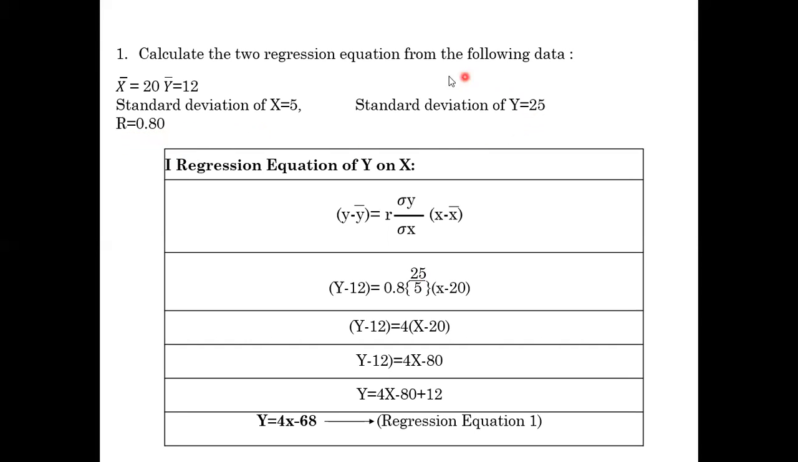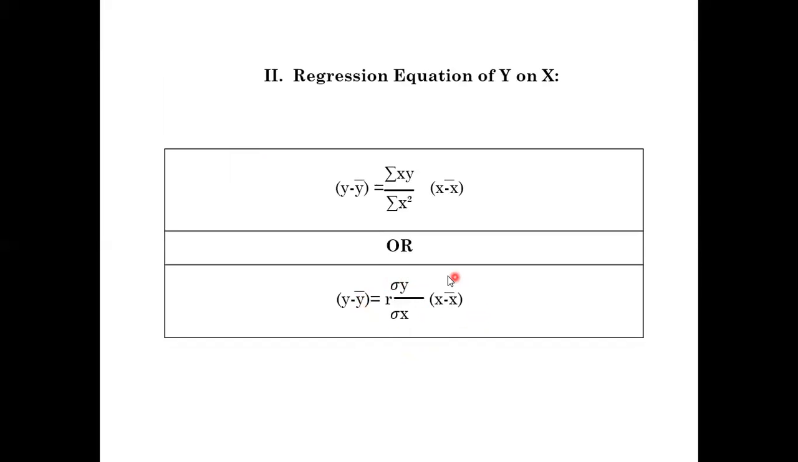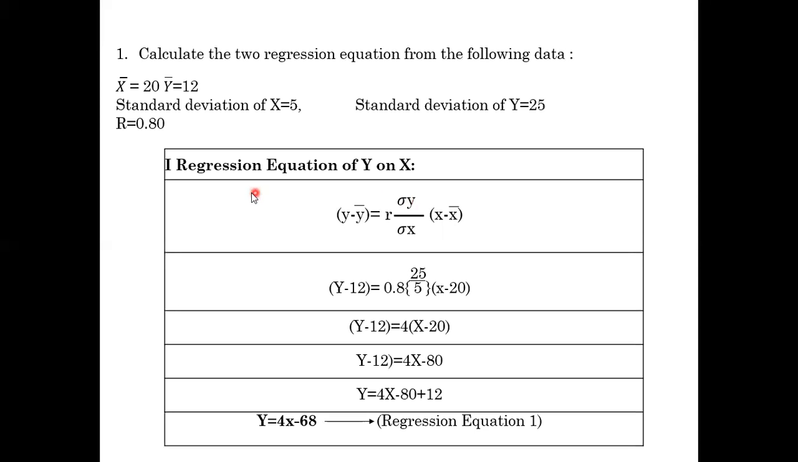If the data are given like this, which formula are we going to use? We are going to use the second formula, because they have given the x mean value, y mean value, correlation, standard deviation of y, and standard deviation of x. So we apply this formula for calculating regression equation x on y as well as y on x. First, this is regression equation y on x.